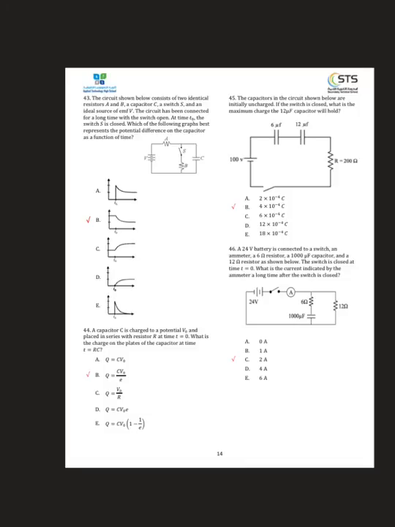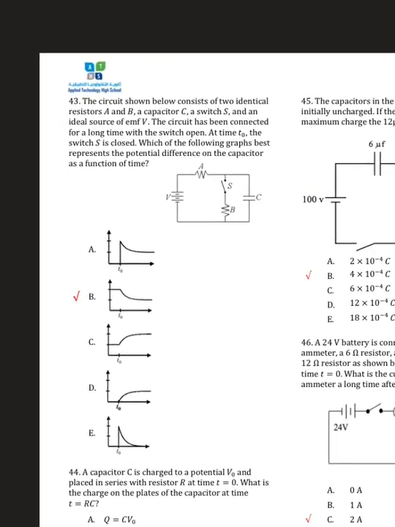Okay, so in this problem, let's check what is written. A circuit shown below has a battery, a capacitor, a resistor A and a resistor B. The circuit has been connected for a long time. So look at the words "for a long time", with the switch open. Then at time t equal to 0, the switch S is closed. Which of the following graphs best represents the potential difference?